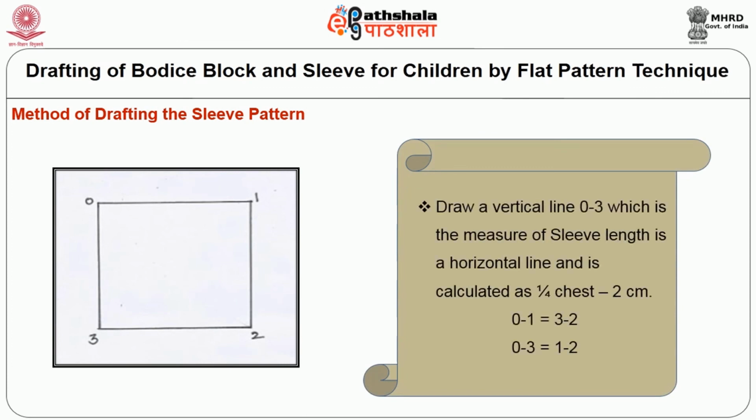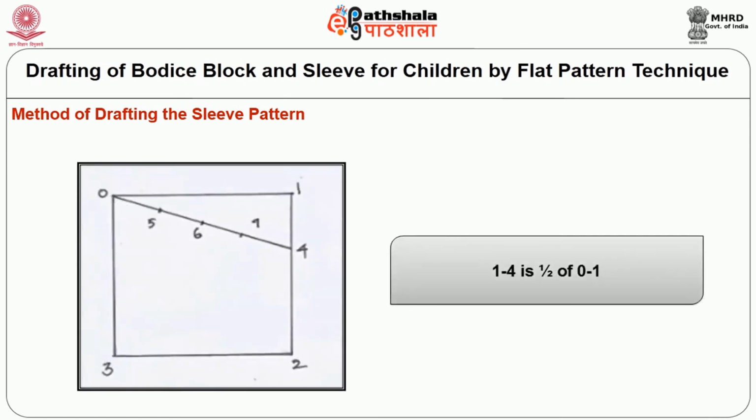Draw a vertical line 0 to 3, which is the measure of sleeve length. 0 to 1 is a horizontal line and is calculated as 1 by 4 chest minus 2 centimeter. 0 to 1 is equal to 3 to 2 and 0 to 3 is the same as 1 to 2. Make a rectangle 0, 1, 2 and 4 as shown. 1 to 4 is half of 0 to 1.